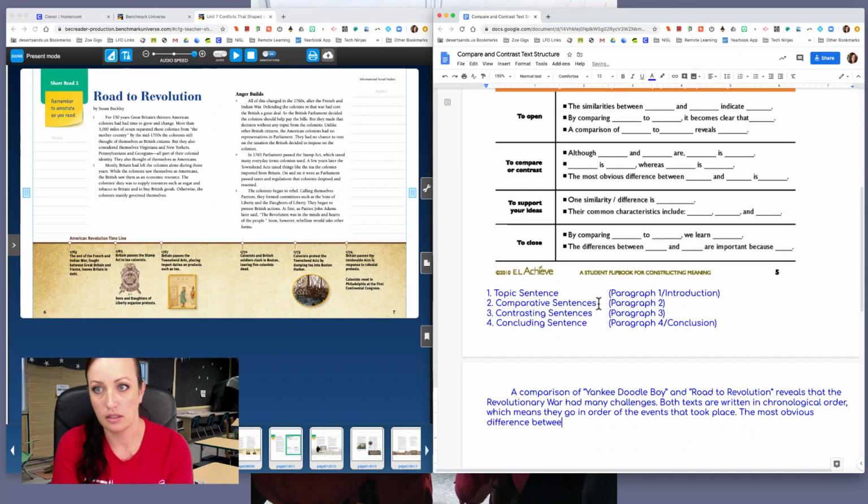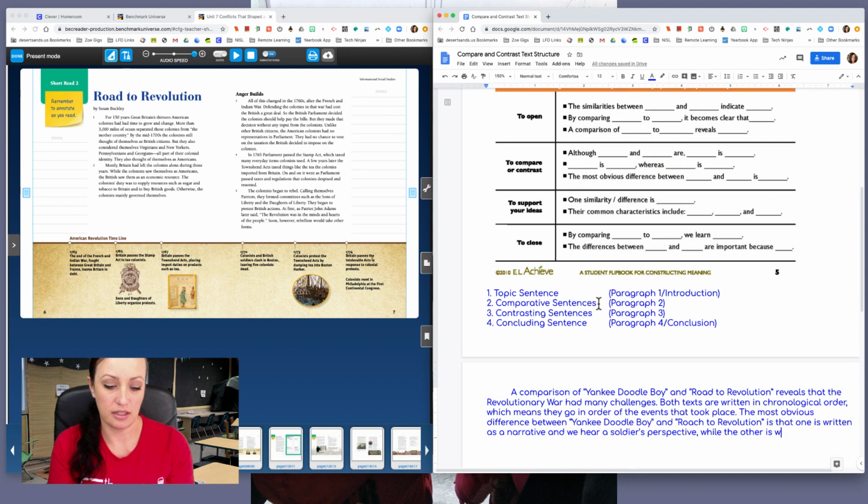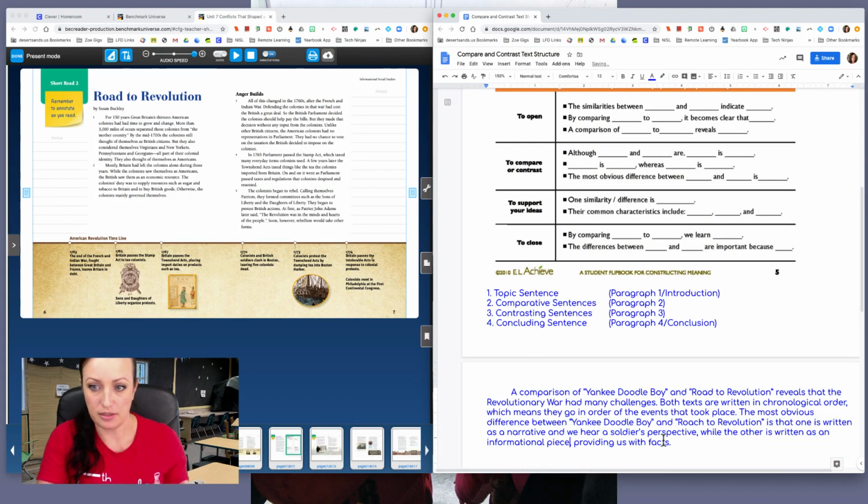difference between, I'm going to call it out again, Yankee Doodle Boy and Road to Revolution is that one is written as a narrative and we hear a soldier's perspective, while the other is written as an informational piece, providing, oh, I made a typo there, providing us with facts. Boom, fix that.